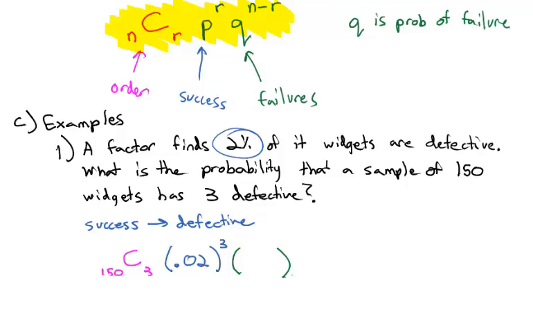What's the probability of failure? Well, if success is 2%, failure would be the opposite of that, which is 98%. 100% minus 2% equals 98%. So failure would be 0.98. And how many failures do we want? Well, if there's 3 successes out of 150, there's going to be 147 left to be non-defective. And we get that by subtracting n minus r.